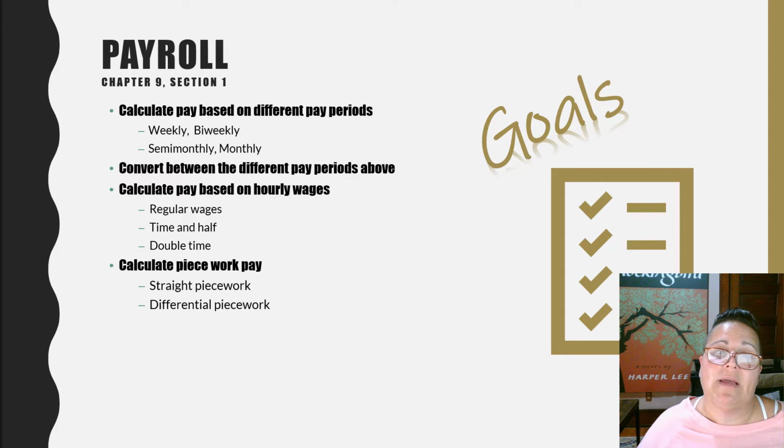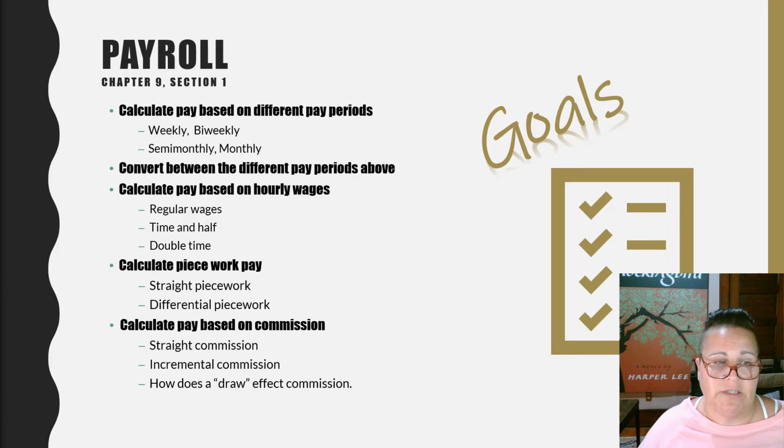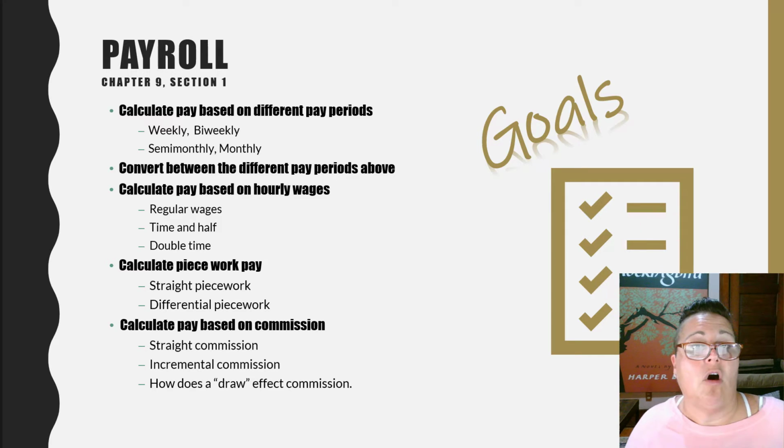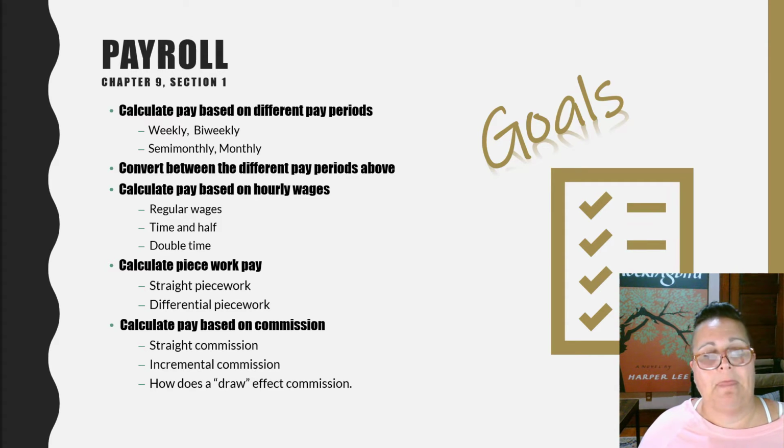There are two different types we're going to talk about. The first is straight piecework, and the second is known as differential piecework. And then lastly, we're going to talk about pay based on commissions. There are two types of commissions to look at. One will be a straight commission, and the second will be an incremental commission. Along with that, we're going to talk about what happens when you take a draw based on your pay.